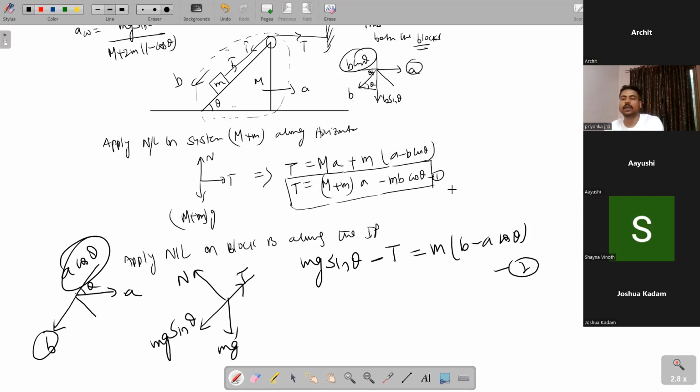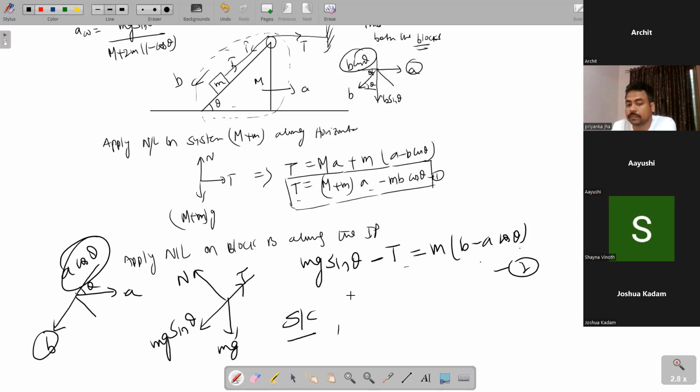Now you see how many variables you have? T, A, B, three variables. You do not have 3 equations. You need to have at least 3 equations. So for the third equation, what should we do? String constraint, because one string is involved in this. So we'll use the string constraint.